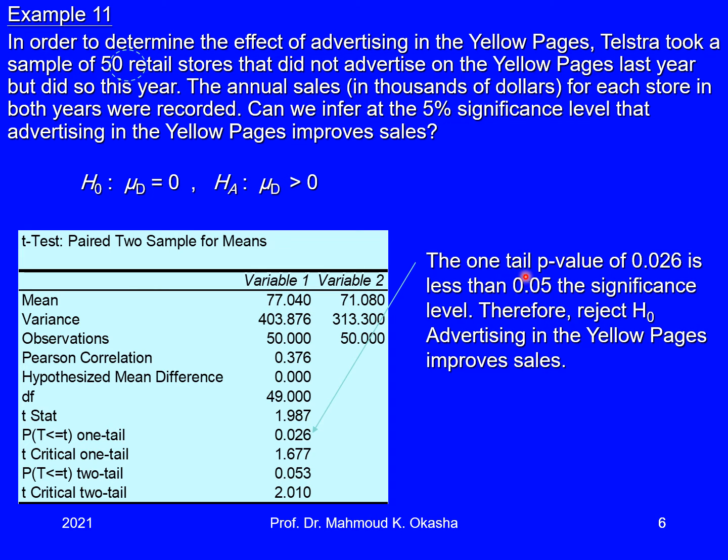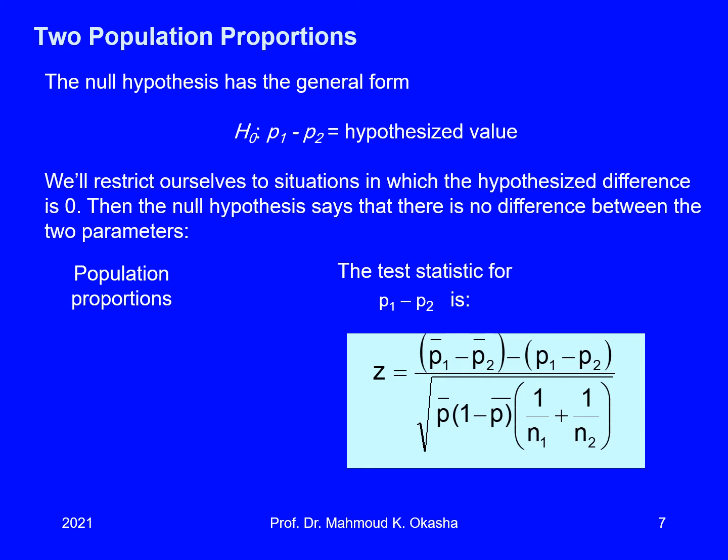So the one tail p-value is 0.026, which is less than the 5% significance level. Therefore, we reject the null hypothesis, which says advertising in the Yellow Pages improves sales. Advertising in the Yellow Pages improves sales. That was the result which we got.